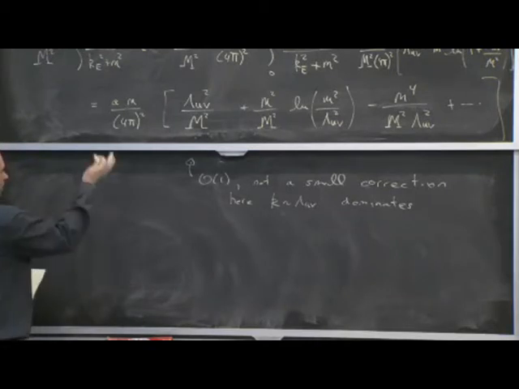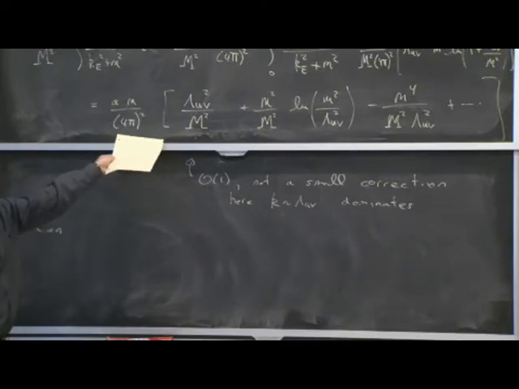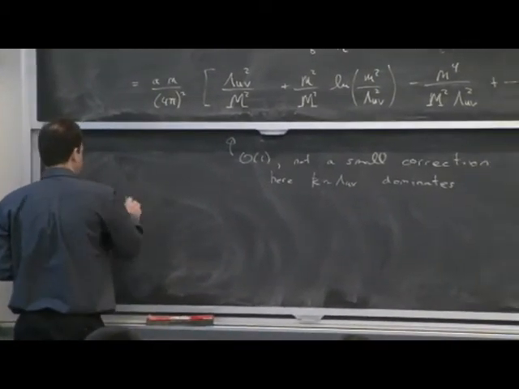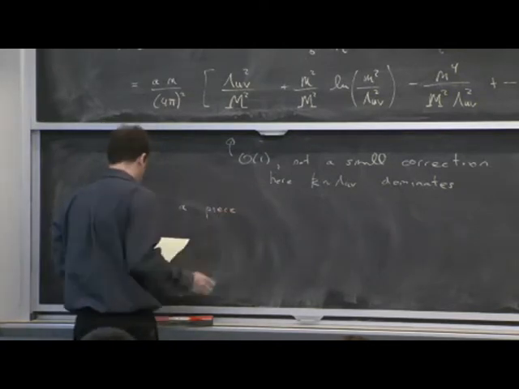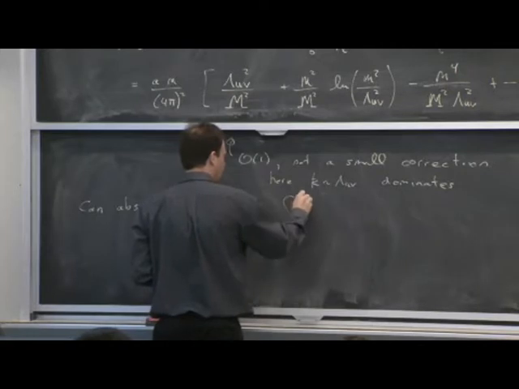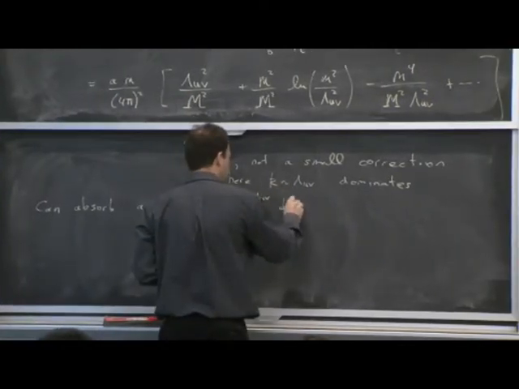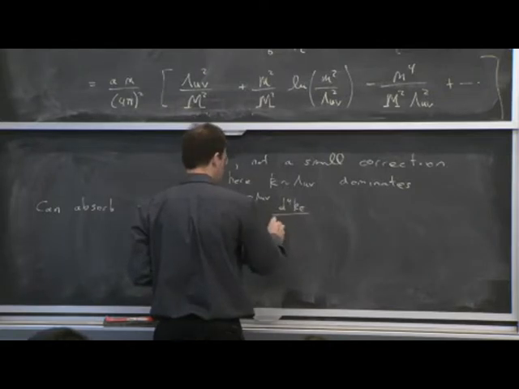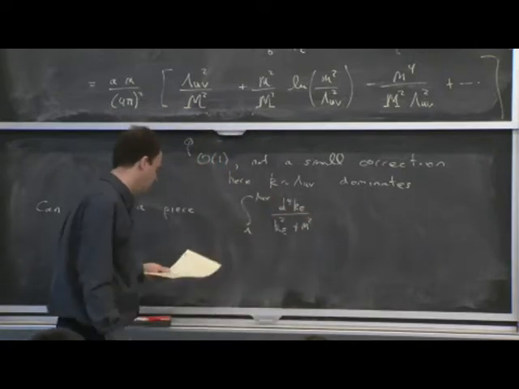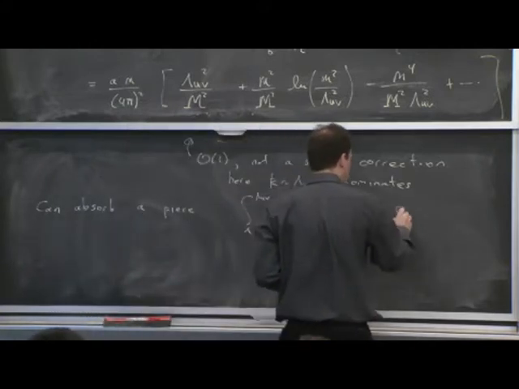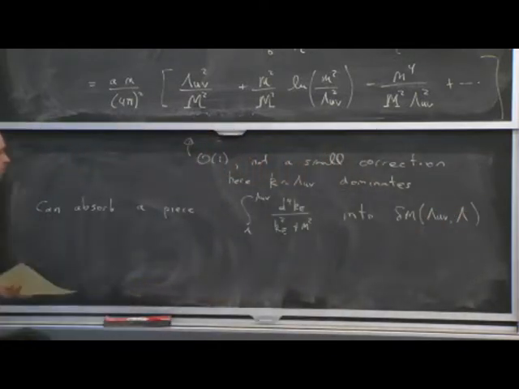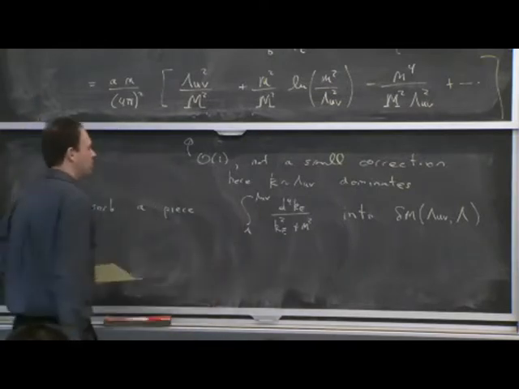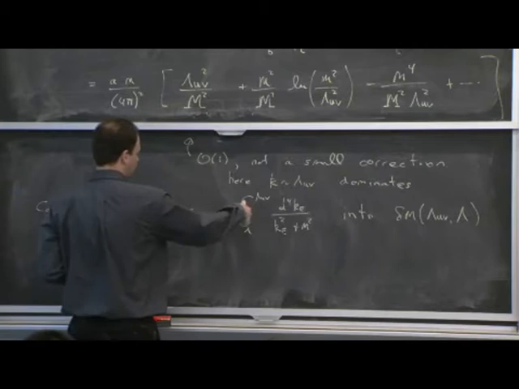Now, this is the bare result, and we have to go through the renormalization procedure. If we go through the renormalization procedure, you can think of that as taking a piece of the integral, so in a Wilsonian sense, you would take a piece of the integral and absorb it into the counterterm. So as promised, the counterterm depends on both lambda UV and lambda, and those are just explicitly, I'm cutting off the radial integral here.